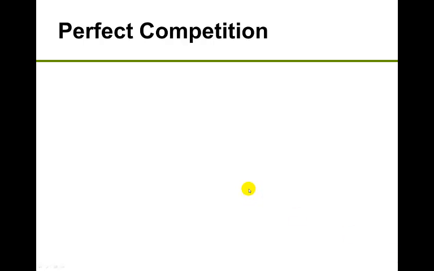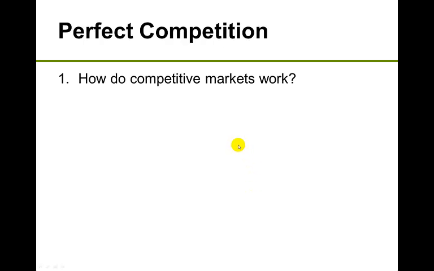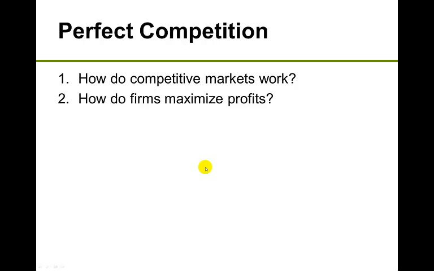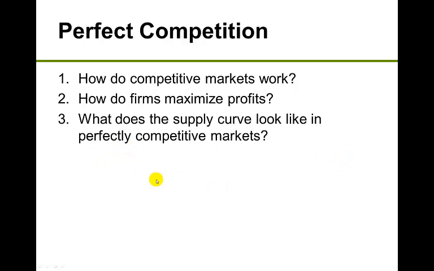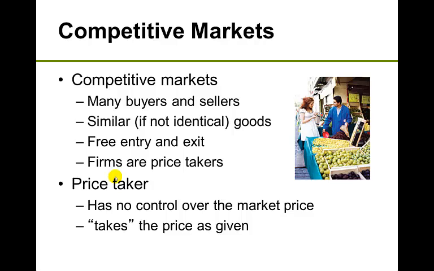In this lecture, we're going to talk about perfect competition and how firms make decisions in perfect competition. So first, we'll review what it means when a market is competitive and perfectly competitive. Then we'll talk about how firms operate in perfect competition. How do firms make decisions about how to maximize their profits? And then, what does the supply curve look like in a perfectly competitive market?